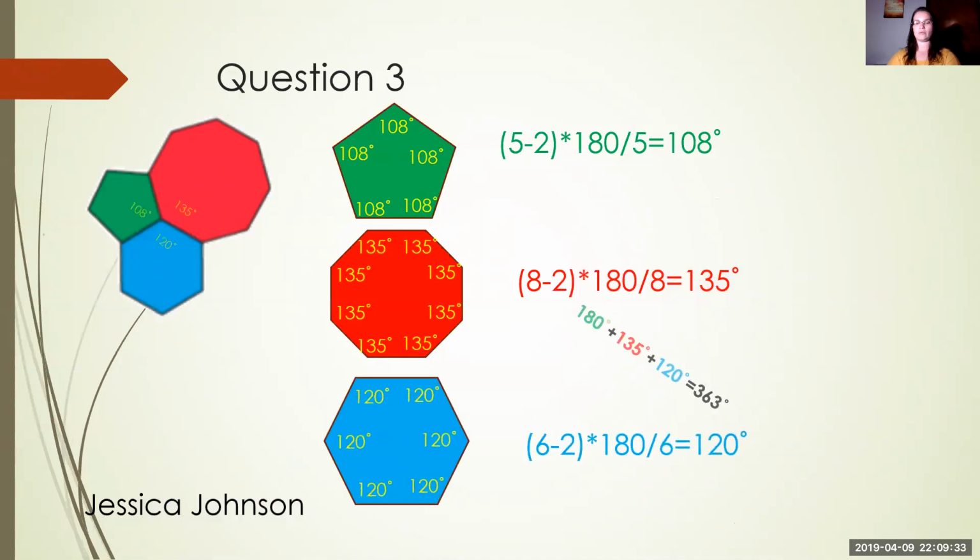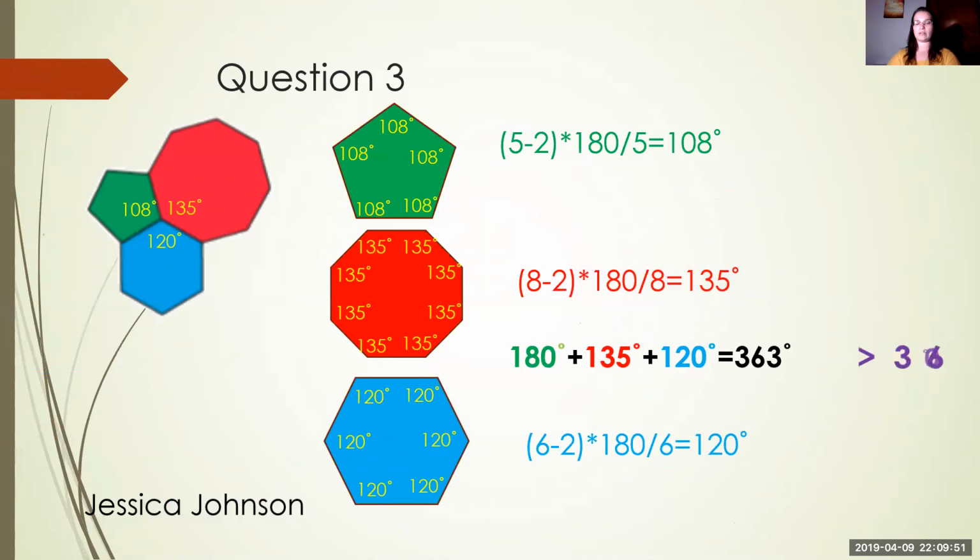Sum the interior angles of each of the original figures of the pentagon, octagon, and hexagon. 108 plus 135 plus 120 degrees equals 363 degrees, which is greater than 360 degrees. Unfortunately, our friend Myra is not correct. She did not create a vertex figure. Now I want to apologize for this 180, it should be 108. Sorry.